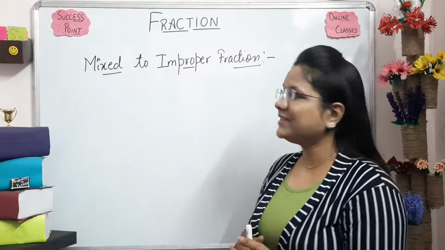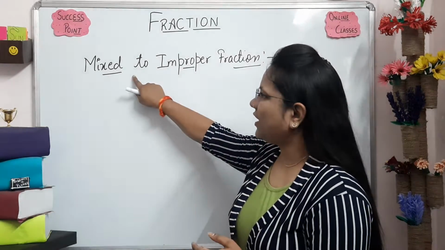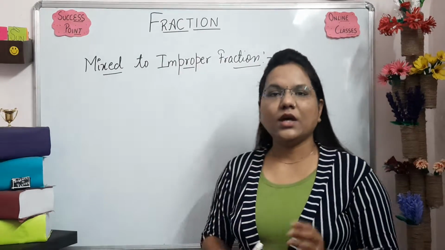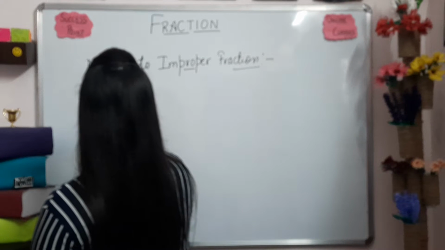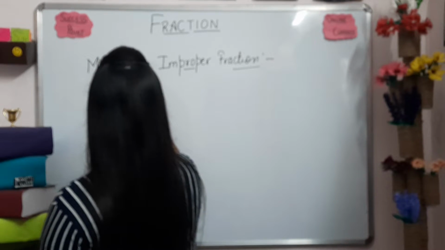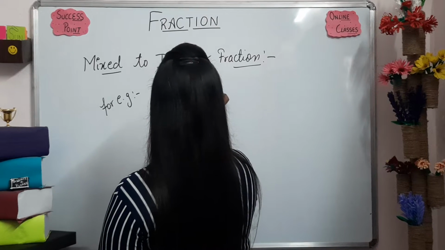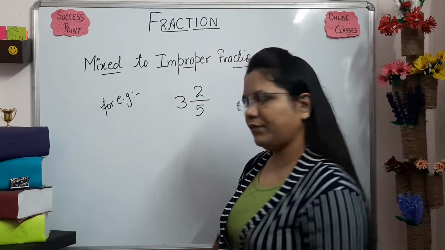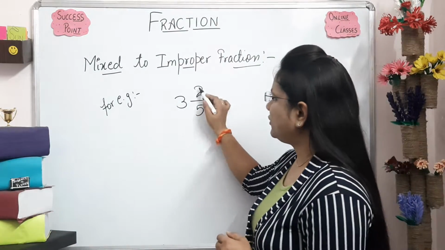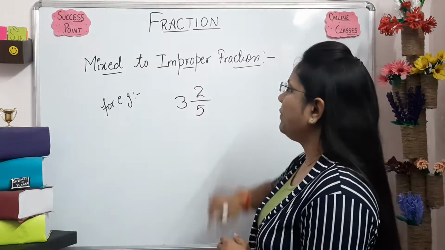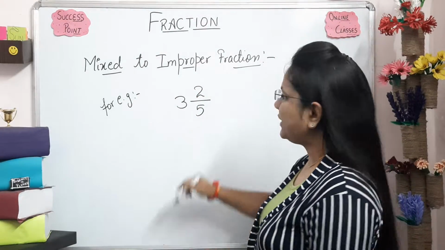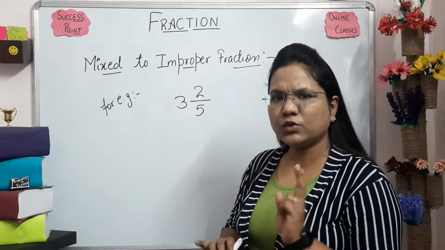So let's start with mixed fraction to improper fraction. Let's take an example, for example 3 2 by 5. We want to convert this mixed fraction into an improper fraction.